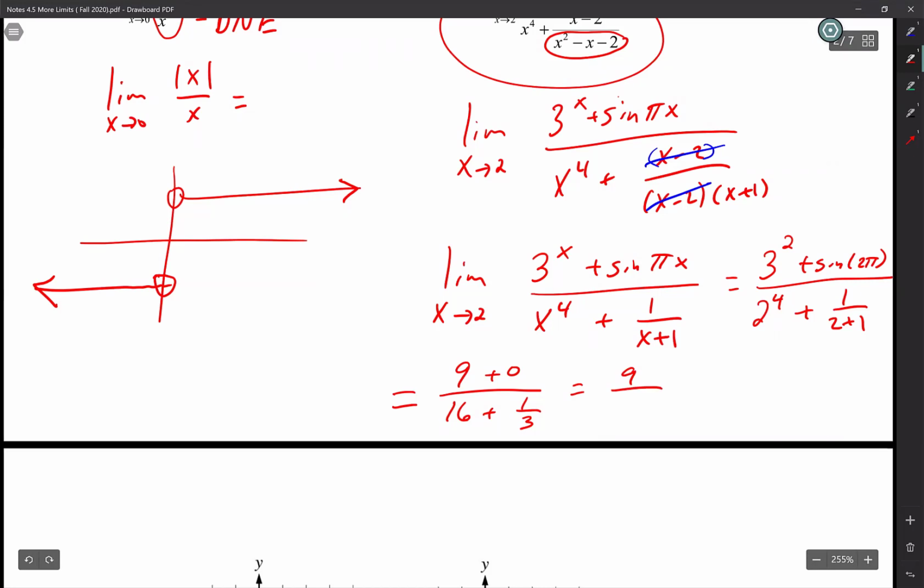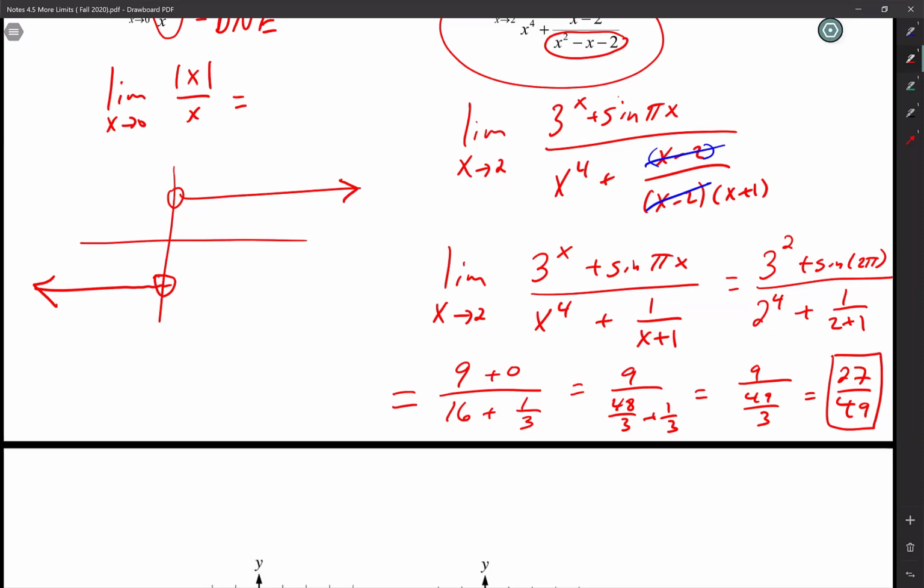9 over, and then 16 times 3, what's that? 16, 32, 48. So 48 over 3 plus 1 over 3. So 9 over 49 over 3. Keep, change, flip. 9 times 3 is 27. 27 over 49. Man. Did you have to do all that? No. If this is an AP exam, you could leave it alone right there. If you are prone to accidents, leave it alone on the first step. If you are confident, keep going.